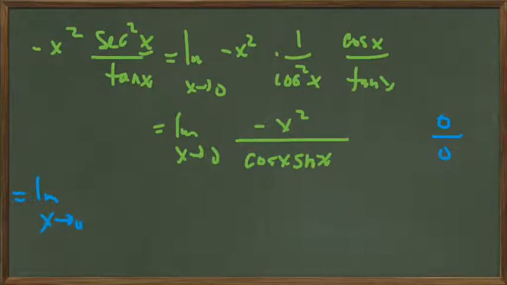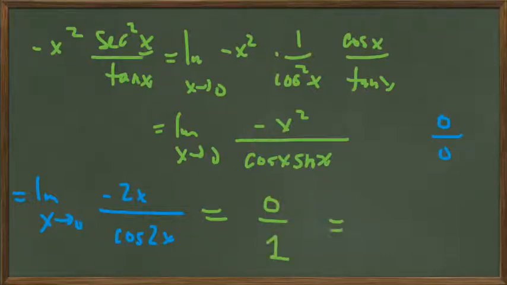Derivative of the top is minus 2x. The derivative of the bottom is, let's use the simplification the book has done for us. Cosine squared x minus sine squared x, so the bottom just becomes cosine of 2x, and at that point we can resolve the limit because it's no longer a 0 over 0 or infinity. The top goes to 0, the bottom goes to 1, and so the answer is 0.